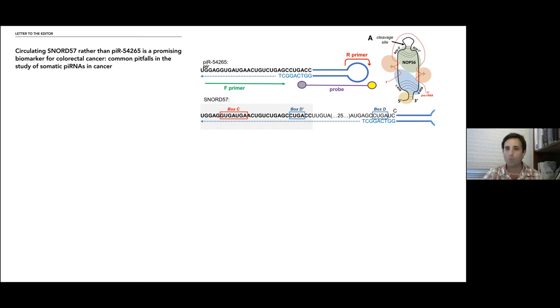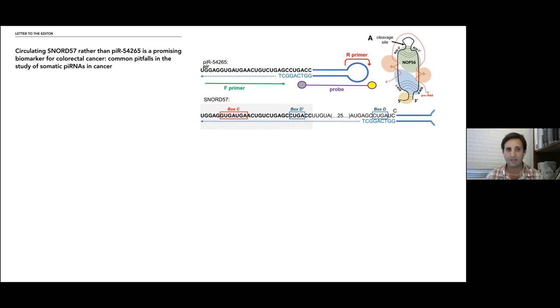And the authors also show that the circulating levels of this piRNA could be used to detect tumor relapse after surgery. However, when we analyze the sequence of piRNA 54265 by BLAST, we realize it corresponds to the first 29 nucleotides of this small nucleolar RNA, SNORD57. The stem-loop digital PCR method used by the authors to validate this piRNA as a circulating biomarker for colorectal cancer can actually also amplify the full-length SNORD57, which is more than twice as long. This is due to the fact that C/D box small nucleolar RNAs contain repetitive sequences, and therefore the primers can anneal at different positions, potentially amplifying both the precursor and the fragment with the same efficiency.